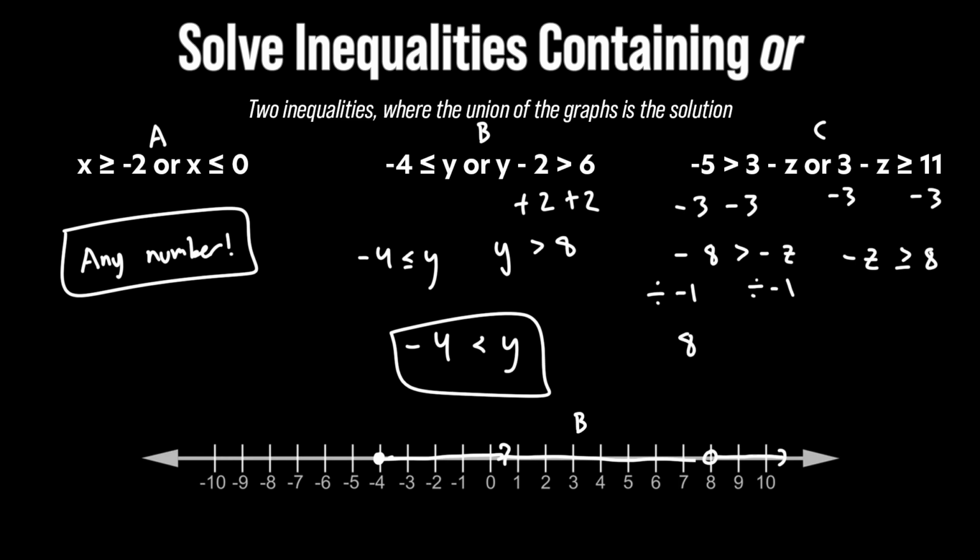We're going to get 8. Now we have to flip the inequality because we're dividing by a negative number, is less than z. And we're going to have to divide by -1 for the second inequality. We're going to get z, and we have to flip the symbol, is less than or equal to -8.